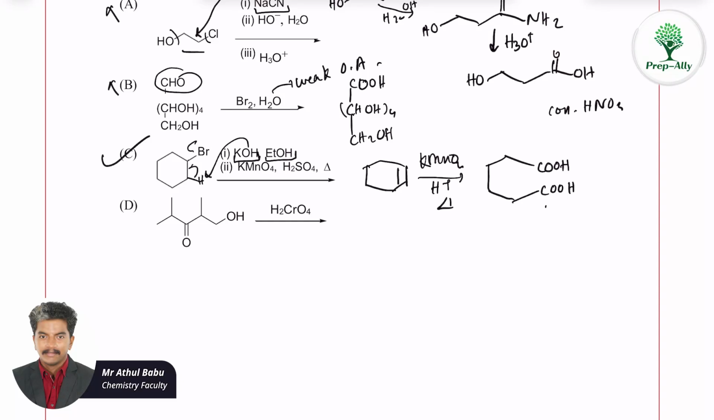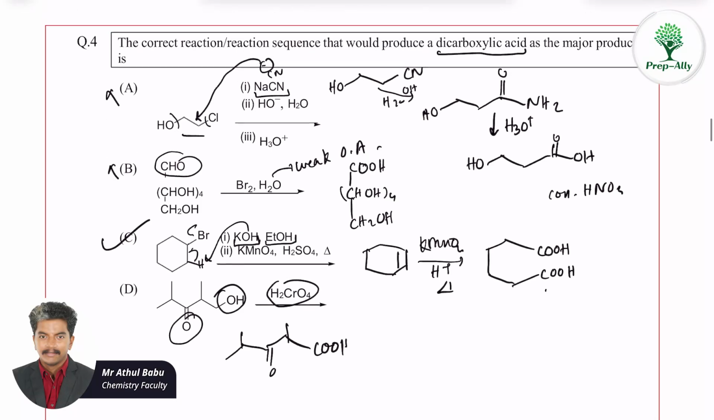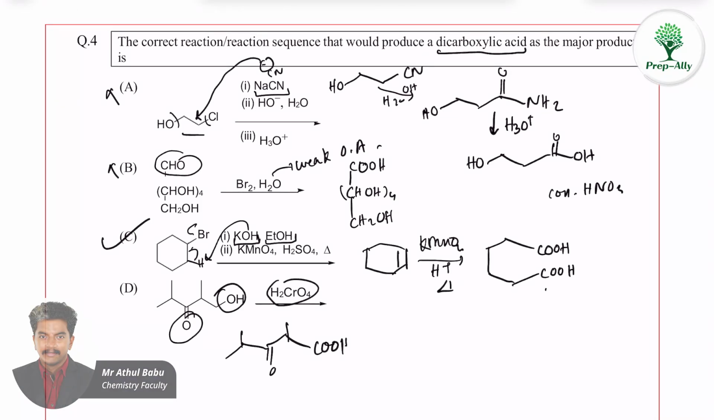We don't need to look at the last one. H2CrO4 is a highly strong oxidizing agent, so that will only be affecting primary alcohols, not the ketones. So we will be getting a product which is looking like this. This is also a monocarboxylic acid, so that is an incorrect option. So the correct answer is option C.